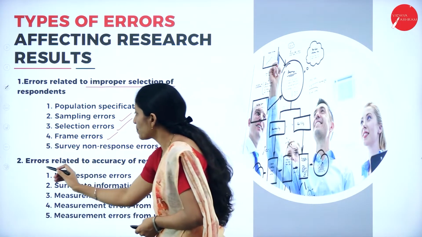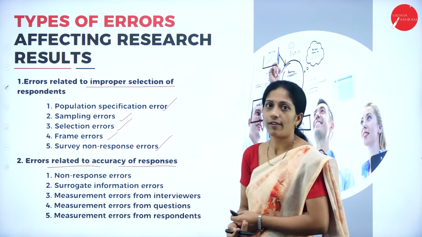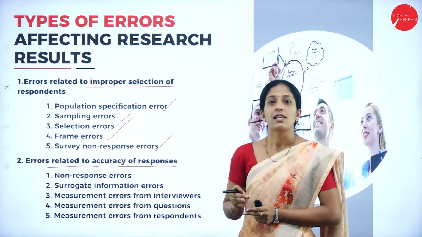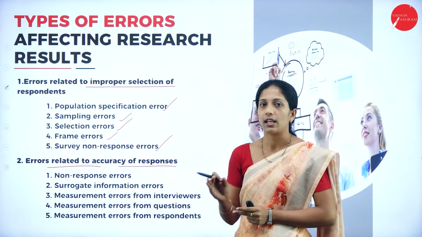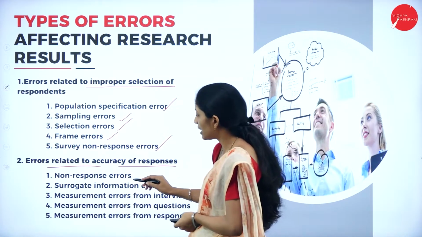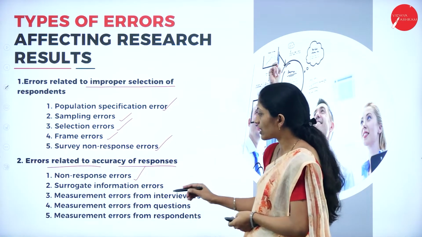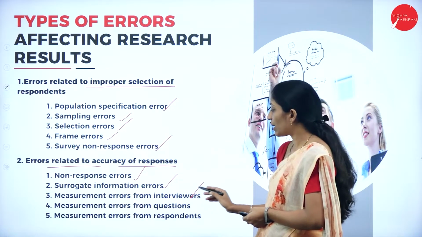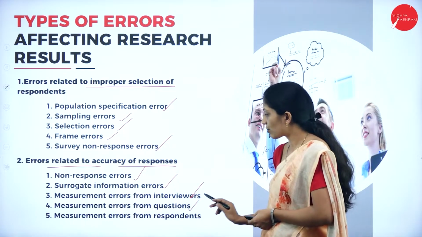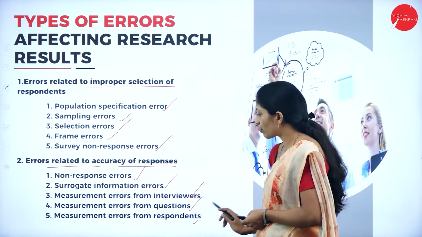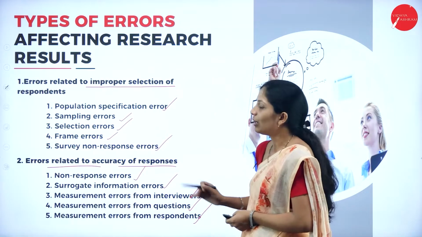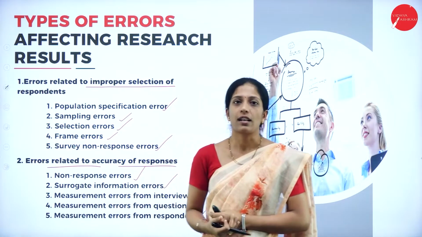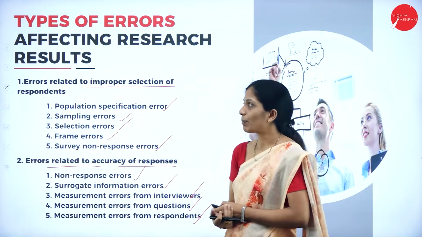And under the second type, errors related to accuracy of responses. Whatever information the respondent is giving, it may not be accurate. In that situation, we have to face these types of errors like non-response errors, surrogate information errors, measurement errors from interviewers, measurement errors from questions, measurement errors from respondents. So these are the few types of errors which will be made by the researcher in his research process. So let us discuss one by one here.